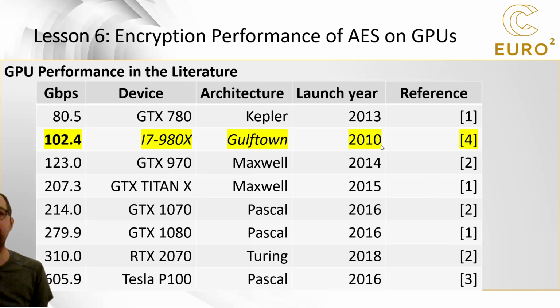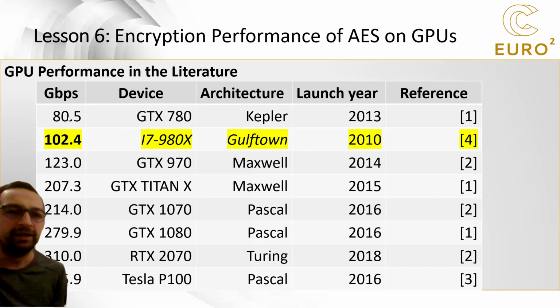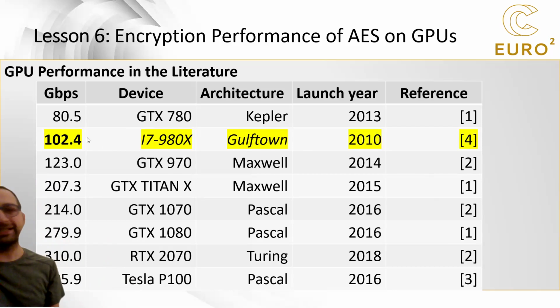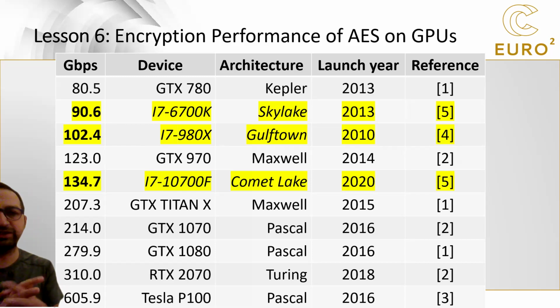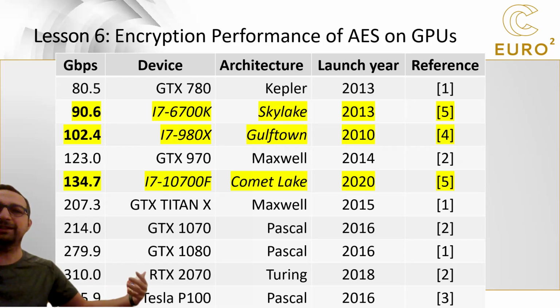As you can see, this CPU from 2010 can achieve 102 gigabits per second, which is already faster than some of the claimed best results on GPUs. The CPU actually beats the GTX 780 implementation. This result is obtained using a 6-core Intel CPU. I repeated the experiment using a 4-core device and 8-core Intel i7 CPUs. And since each core has these hardware instructions, these numbers scale with the number of cores.